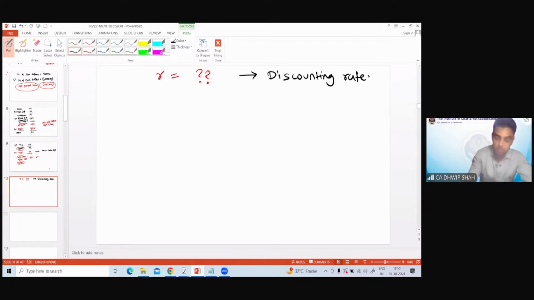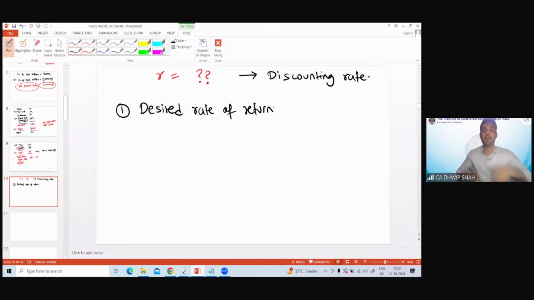Here R would be ideally, in the practical world, the desired rate of return from the project. The wish of the company to earn from that project, the rate that the company wishes from inside to earn from that project, is the desired rate of return, the expected rate of return.